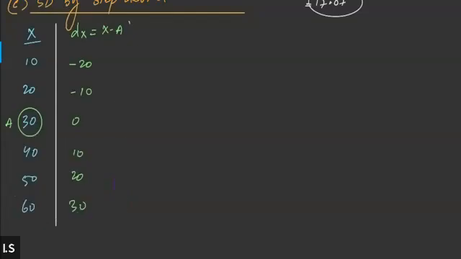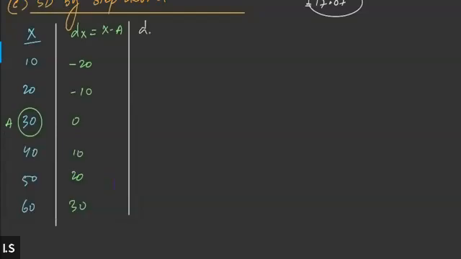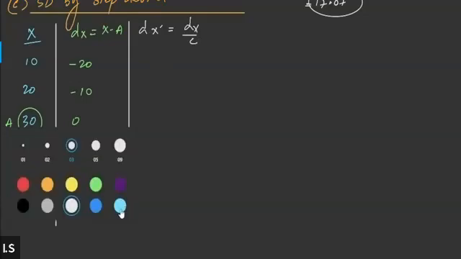After that, we need to find out the dx dash. So for finding out the dx dash, what do we do? We divide the entire value of dx by the common factor. Now, what is the common factor? What do you think? What will be the common factor in this question?